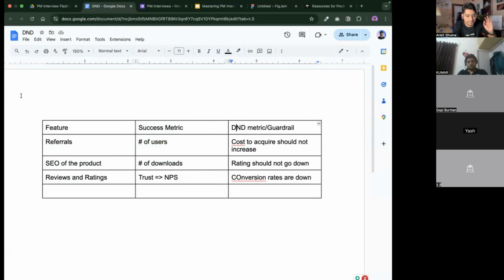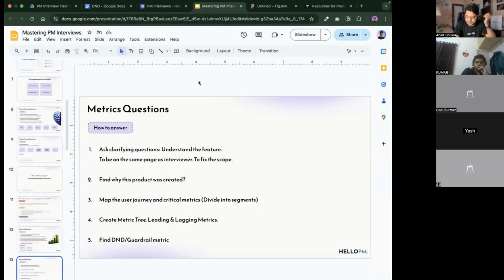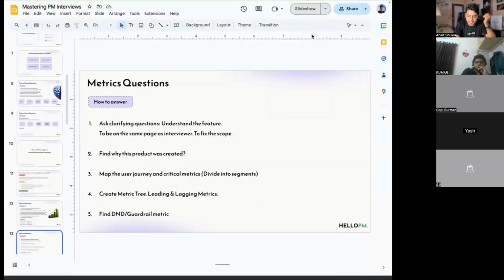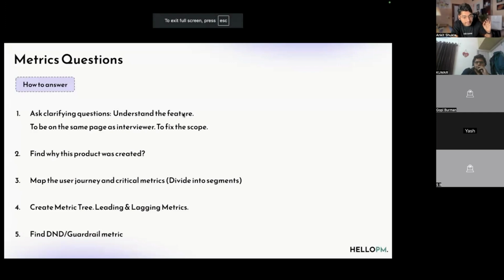A quick yes or no, everyone, if you're able to understand this now. Yes. Now, after this, let me go ahead and show you what a metric tree looks like.